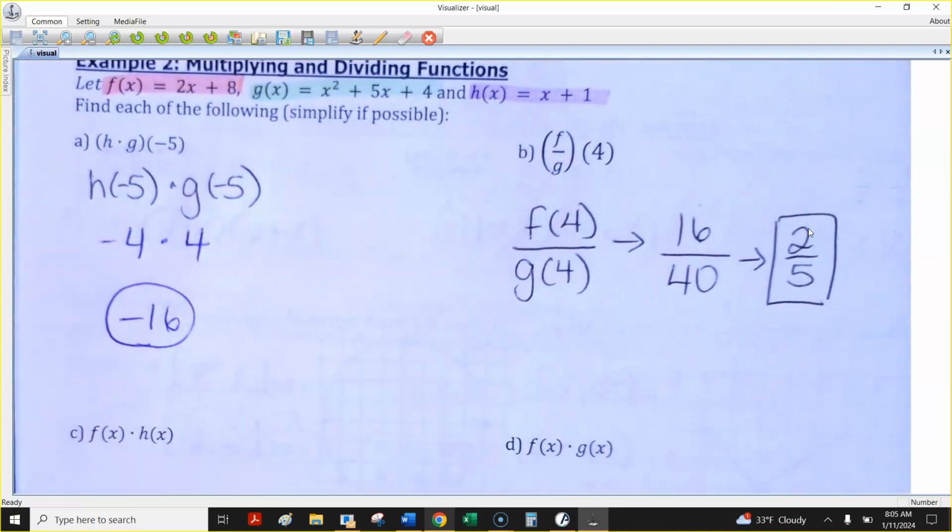Is anybody having a question? Okay, if you got numbers, you're going to plug in numbers. Your answers are going to be numbers, like those two questions.